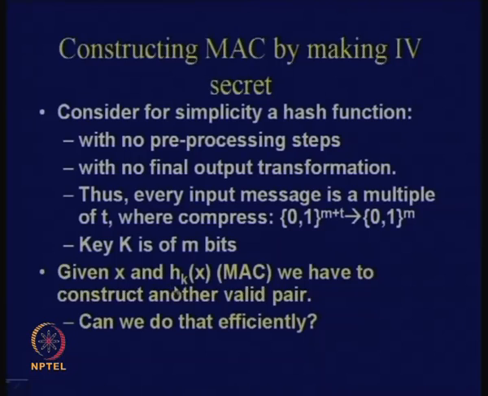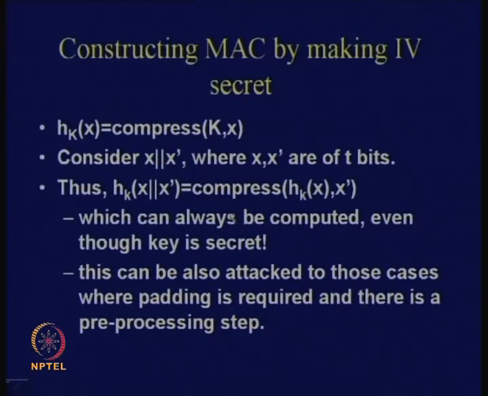But the problem is this: given x and h_k(x), suppose the adversary has this knowledge, that is, he knows the message and the corresponding MAC value. Can he efficiently determine another valid pair? That is the question. That means another x' not equal to x, and correspondingly another h_k(x') value, which also forms a valid pair. Note that the attacker does not know the value of the key, and he has to do this quite efficiently. It is quite easily possible, and we have just seen it. So again I will revise it.